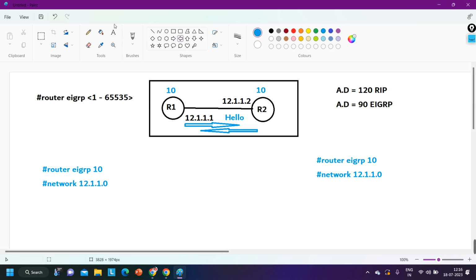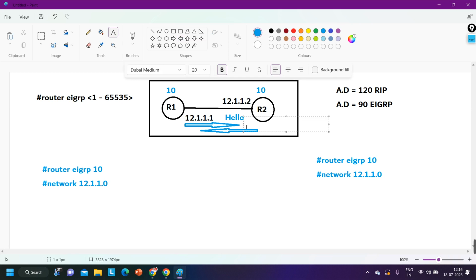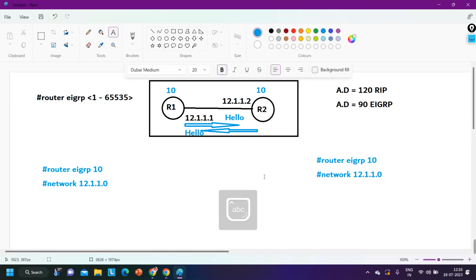Done. So both routers will first exchange what? Hello messages. Getting my point? Both routers will exchange hello messages first. Inside the hello message, there are some parameters, as I told you, like the AS value. Both hello messages will carry the AS number of the router, and if the AS numbers match, then only these two routers will become neighbors. So when router 1 is sending its hello message, inside that hello message the AS number will be 10, and router 2 is receiving one hello message.